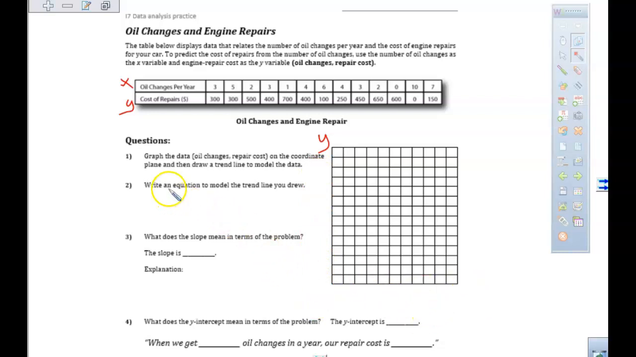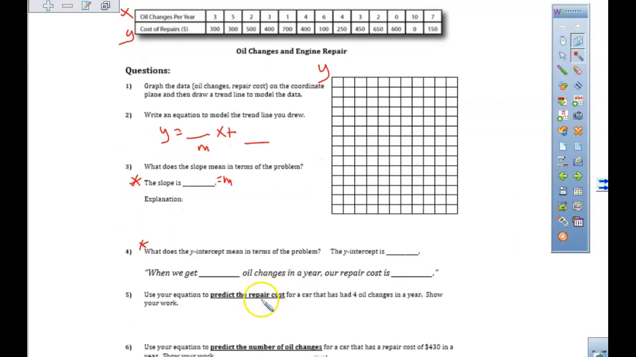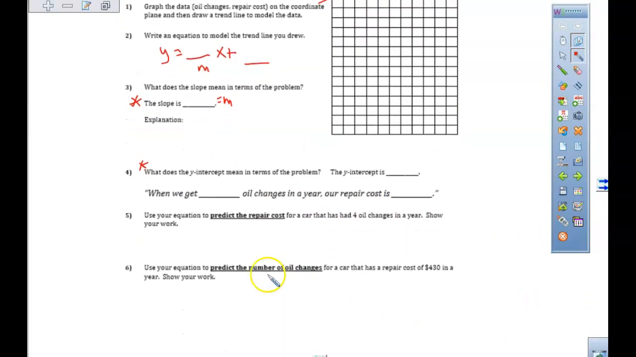So again, here, we're going to graph it. I would suggest finding the slope of this first, because you need that. That's your m when you go to write the equation, plus your y-intercept. So that's this question down here. So after you graph, draw your line. You may want to do questions 3 and 4 before number 2, or they all kind of go together. Then you are asked, what does it mean in terms of the problem? So make sure you're taking a look at that. Here you're going to do some predicting repairs for the cost.